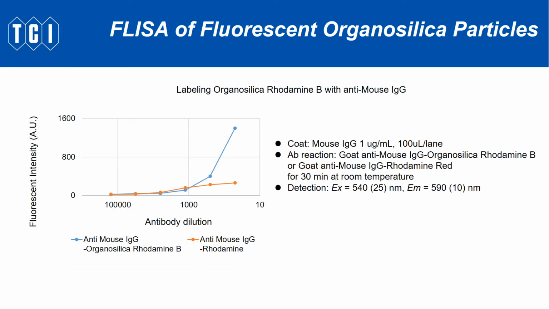This figure is an ELISA example of labeling organosilica Rhodamine B with an anti-mouse IgG. These are the conditions of this ELISA. According to this ELISA, organosilica Rhodamine B conjugate antibody is superior to the Rhodamine B conjugate antibody in the fluorescent intensity.